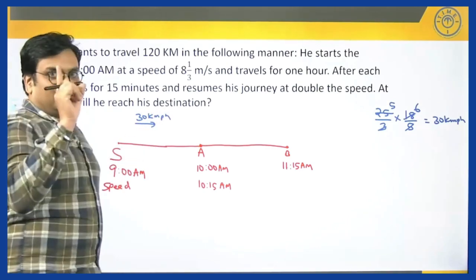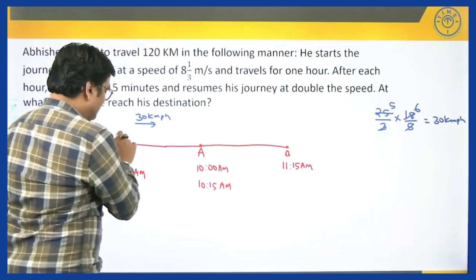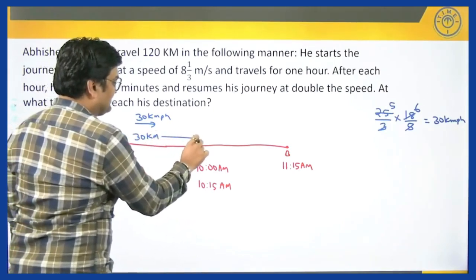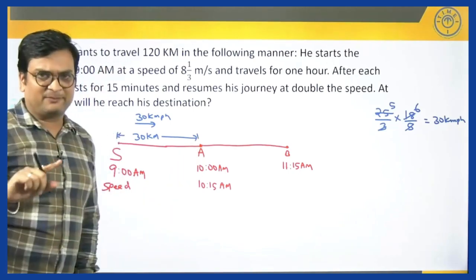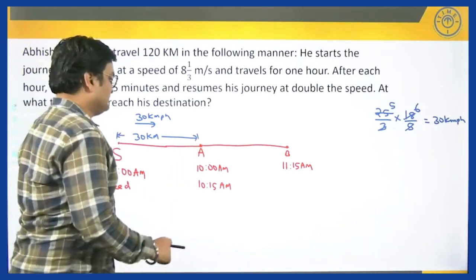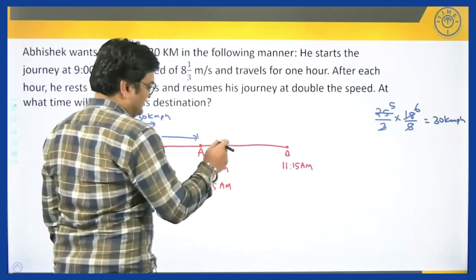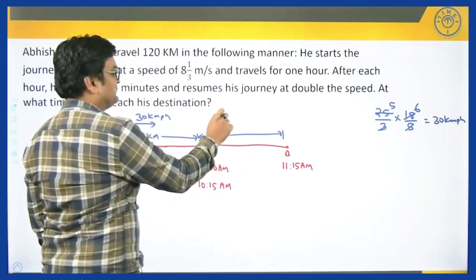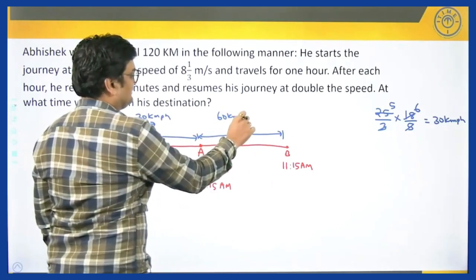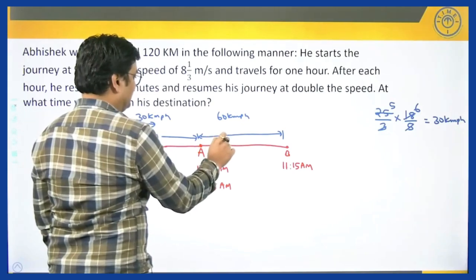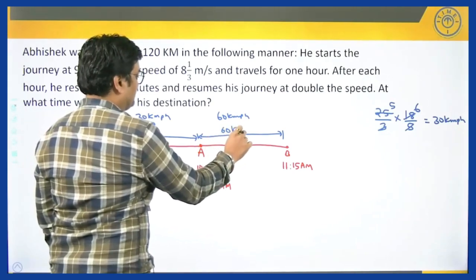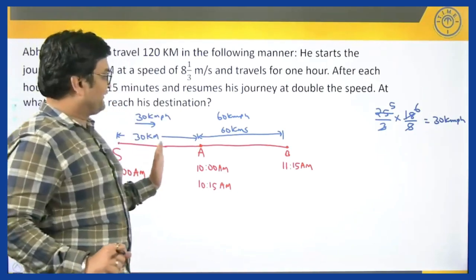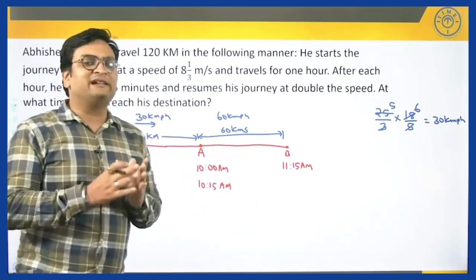He is traveling for 1 hour, so that means the distance travelled will be 30 kilometers. Speed into time: time is 1 hour, speed is 30 kmph, the product of the two will give you the distance. Then he is halting for 15 minutes. Here, his speed will be double, so it will be 60 kmph. That means this distance travelled will be 60 kilometers, because here also he is travelling for only 1 hour. So overall from S to B, he has already travelled 90 kilometers.